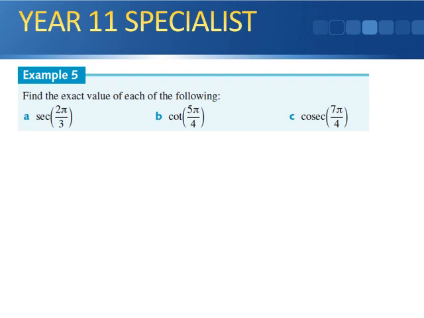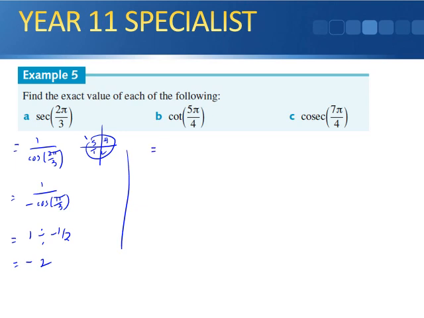Find the exact values of each of the following. So this one here will just be 1 over cos of 2 pi on 3. Now 2 pi on 3 is in the second quadrant, and cos in the second quadrant is negative, so this will be 1 divided by negative cos, and of course it will be pi on 3, which means it is 1 divided by negative a half, which means it will be negative 2.